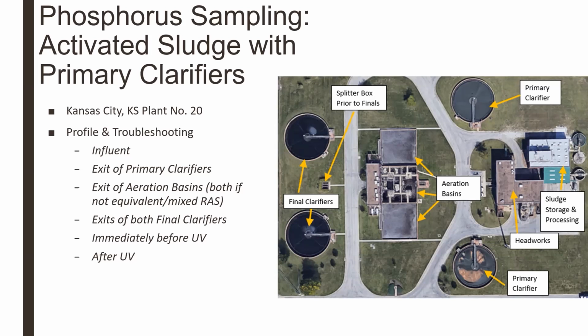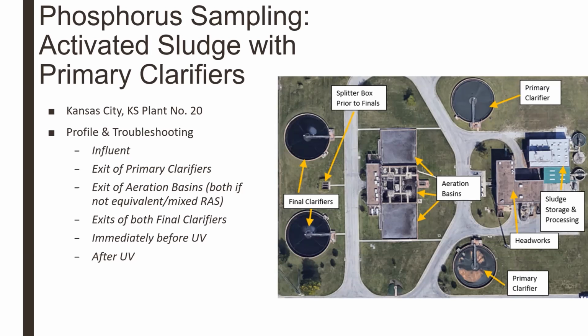So you take the sample of the influent, and then at the exit of each primary clarifier, you should have some release of phosphorus or some decline of phosphorus from the primary clarifiers. You also look at the exits of the aeration basins. I believe this plant has 3 aeration basins, so there would be 3 sample points there. You'll also look at the exits of both final clarifiers.